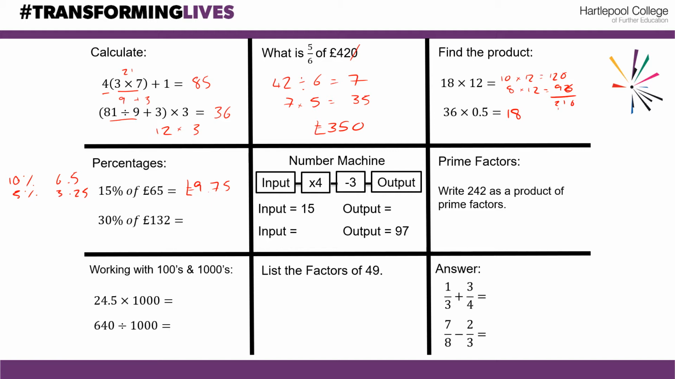Next up, we want 30% of 132. So again, start off with 10%, and that's going to be £13.20. We want 30%, so 3 lots of that, and that's going to be £39.60.